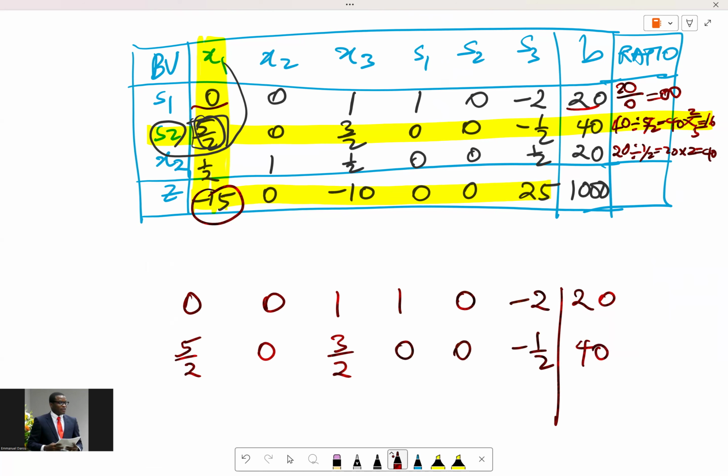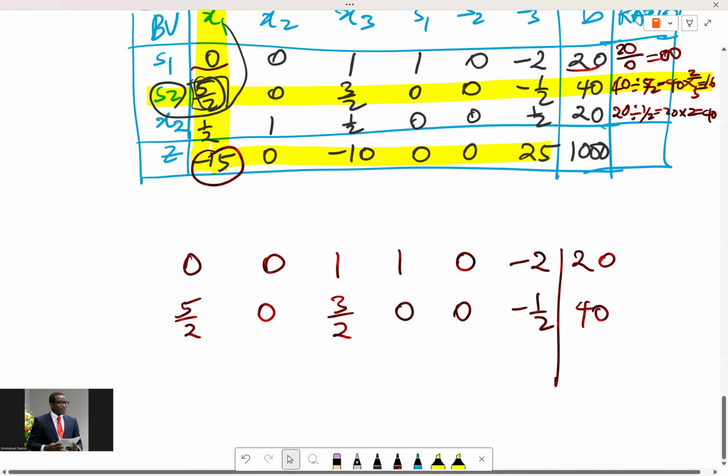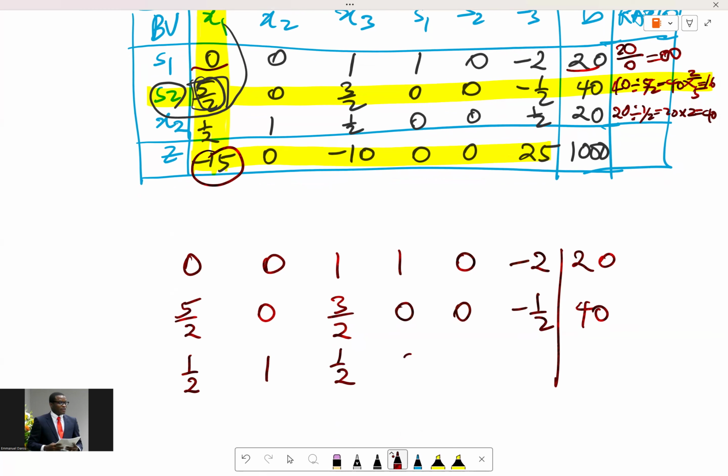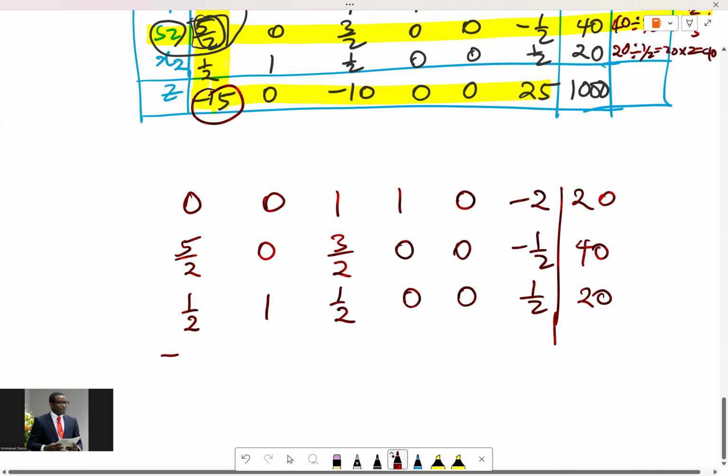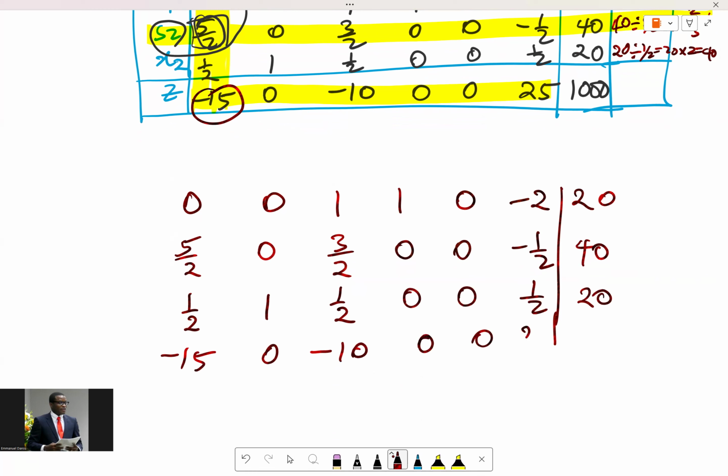If I was in an exam situation, I'd just multiply the second row by 2 over 5 directly and I'll get 1. But here I have time to really explain, because this can take a lot of time. So this is 1 over 2, 1, 1 over 2, 0, 0, 1 over 2, 20. And then the last one, we have minus 15, 0, minus 10, 0, 0, 25, and this is 1000.